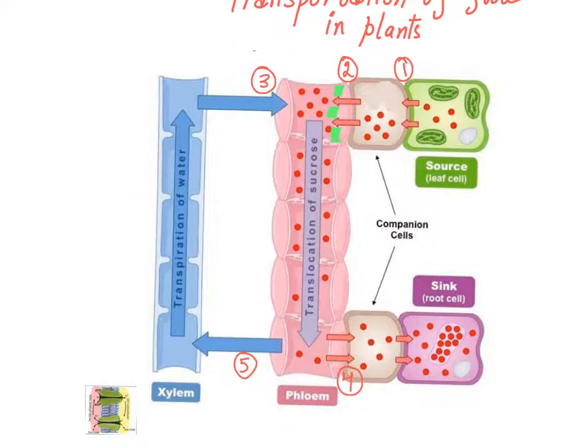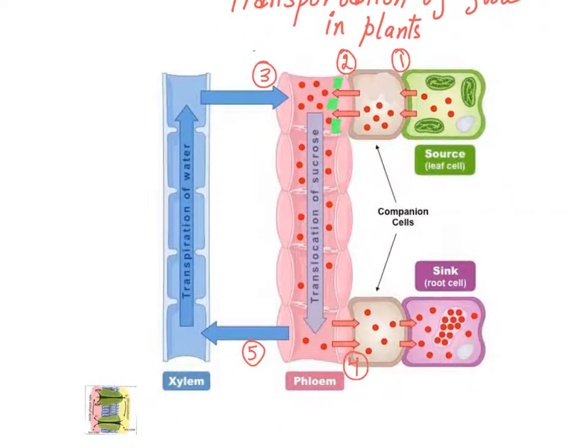We will start with the leaf cell. Here you can see, it is also known as the source, because food is synthesized in the leaf cell by the process of photosynthesis, and the food formed here is glucose. Glucose is the product of photosynthesis, which is later converted into sucrose. So sucrose is present in the leaf cell. We also call it the source.